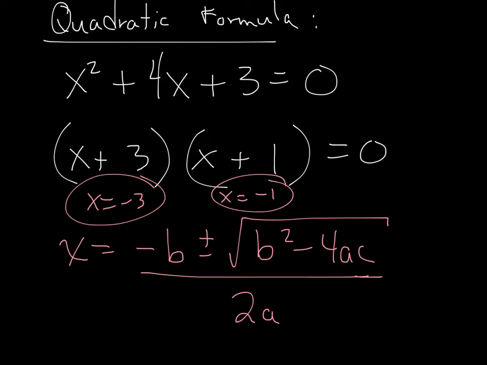So A is the first coefficient right here, whatever's in front of x squared. B is whatever's in front of x. And C is the constant at the end of the quadratic. So it's in that order if you go from decreasing degrees.